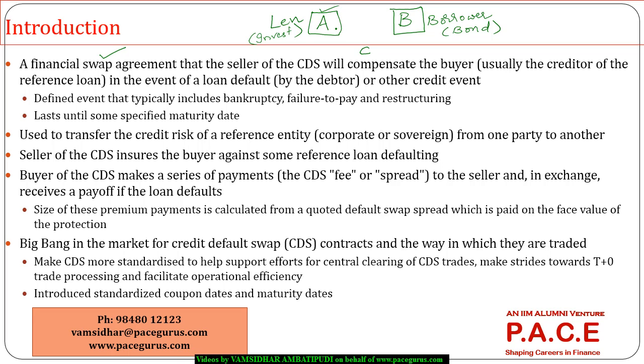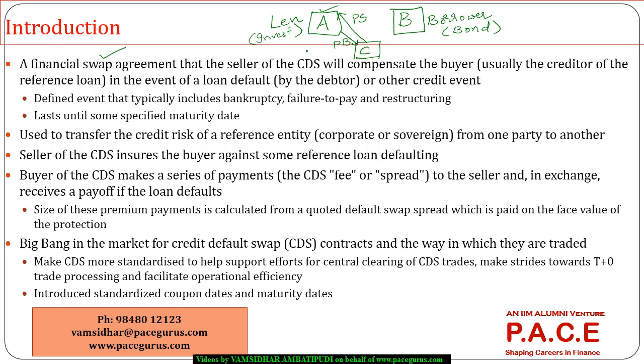Now A has a kind of risk that B may default on the payment to A. This is where A is looking at protecting himself against the default of B. That is where C comes into the picture. A is trying to buy protection from C. So A becomes the protection buyer from C, and C is acting as the protection seller.